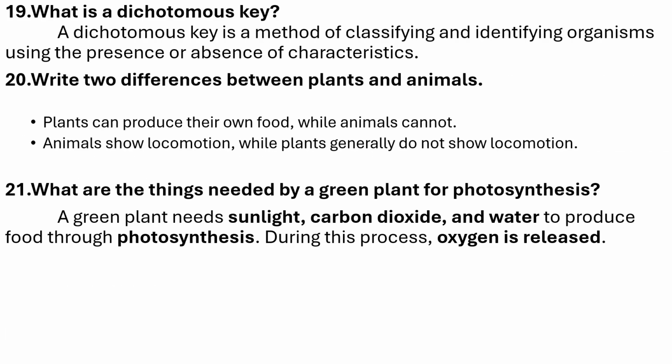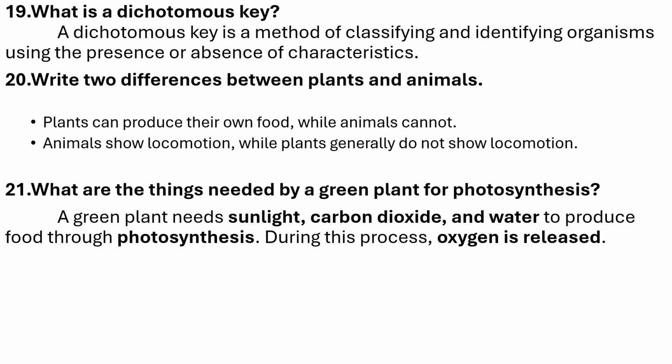What is a dichotomous key? A dichotomous key is a method of classifying and identifying organisms using the presence or absence of characteristics. Write 2 differences between plants and animals. Plants can produce their own food while animals cannot. Animals show locomotion while plants generally do not show locomotion.